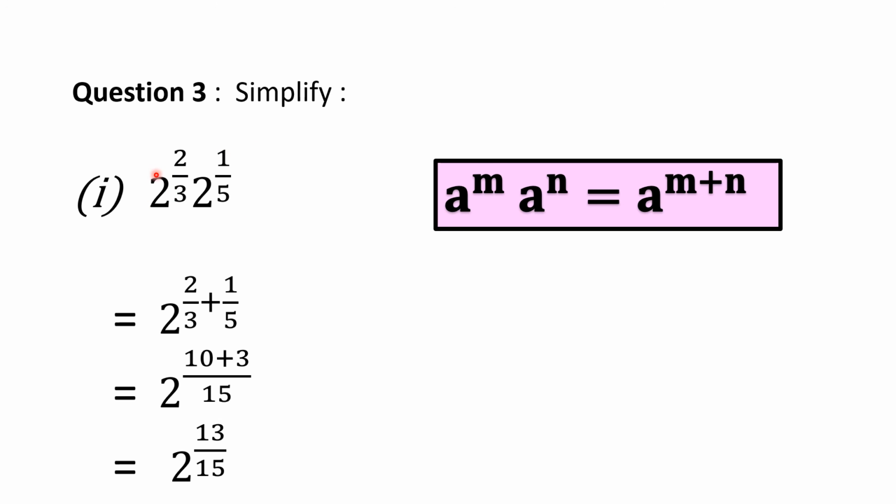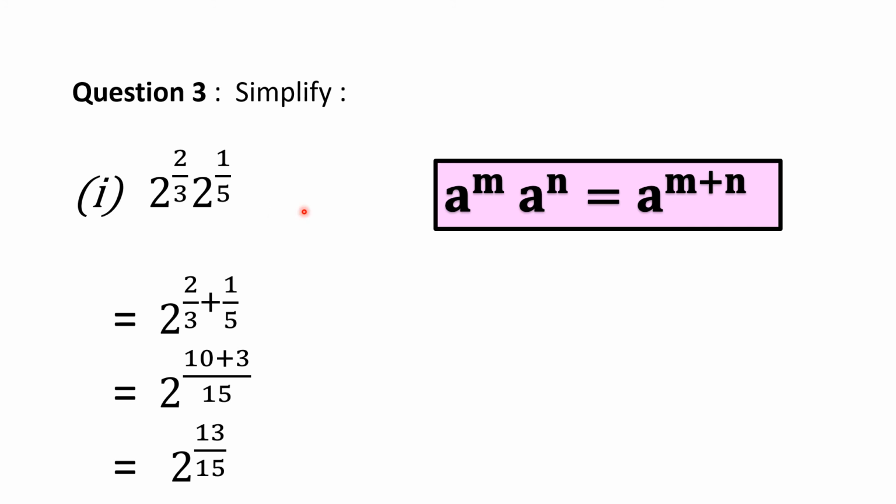Now next question, last question, third question. So first part, now look here, 2 raised to 2 by 3, 2 raised to 1 by 5. So you can see 2 and 2 are the same, both are in multiplication and they have different exponents. So you can use the formula that you studied earlier, a raised to m, a raised to n is equal to a raised to m plus n.